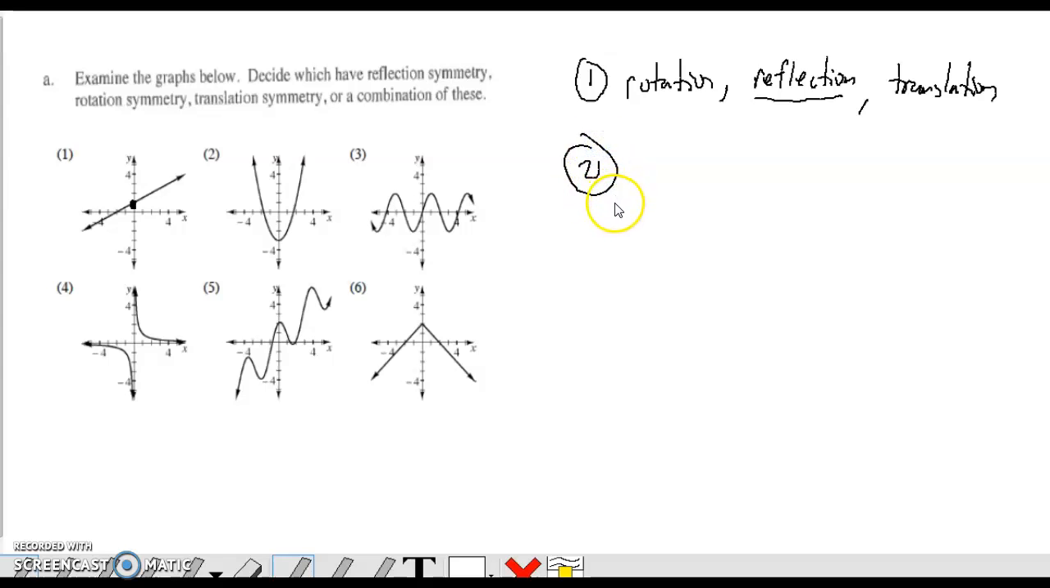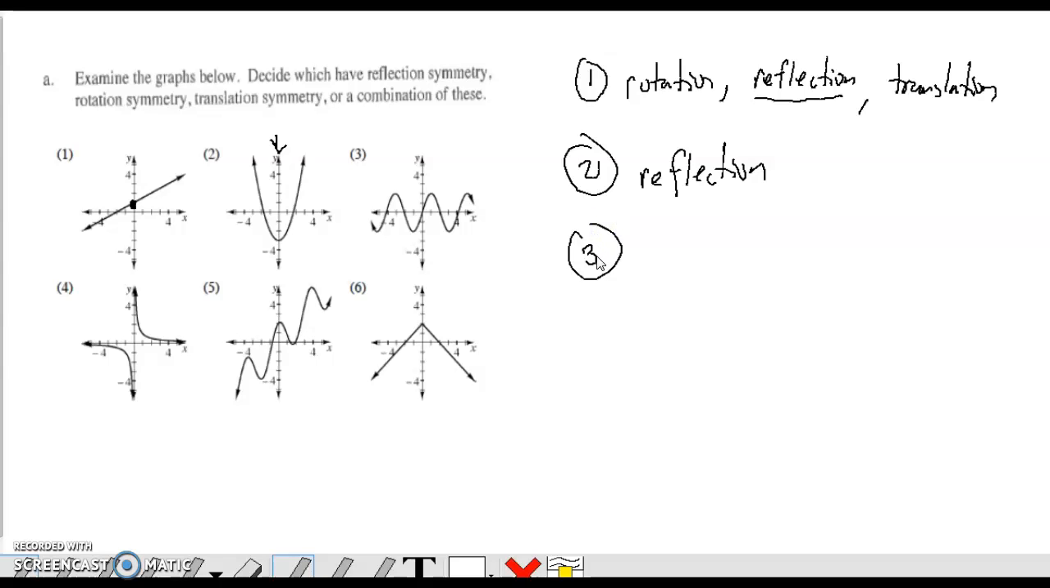Okay. Number 2 does not have a translation, so I can't take my whole graph and then move it up and over, right? So it does not have translation. It does not have rotation. Actually, the only one it does have is reflection. And this one is actually over the y-axis. So I will be able to reflect this piece, and it will land perfectly onto this piece.